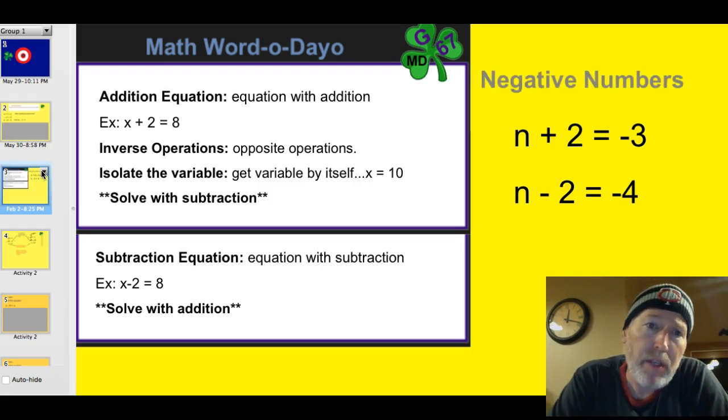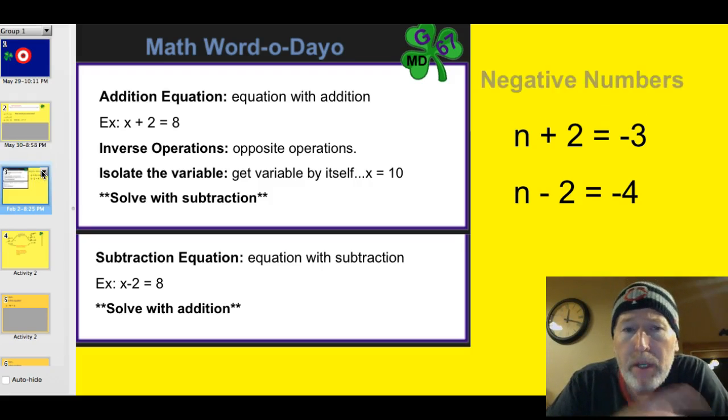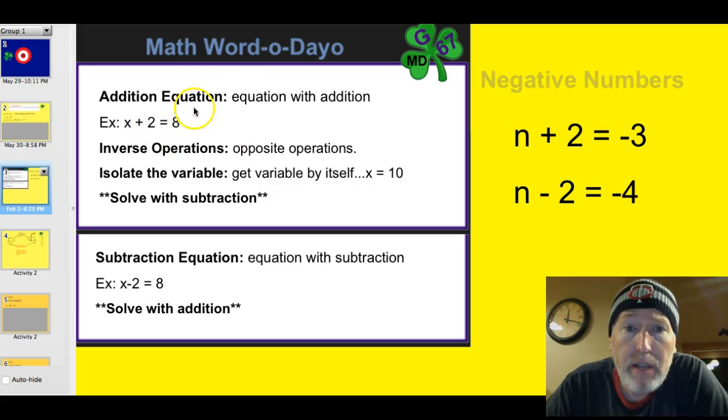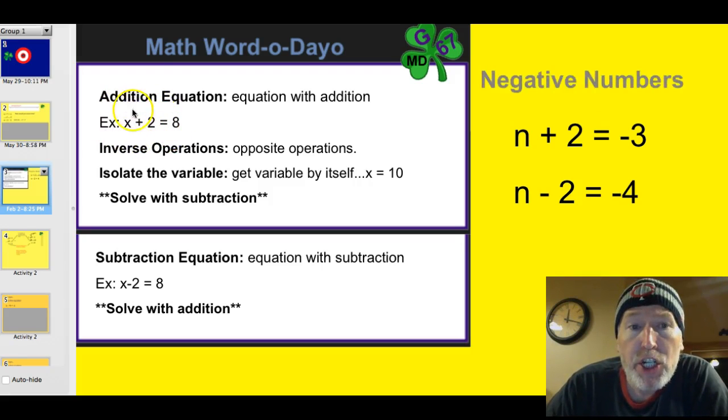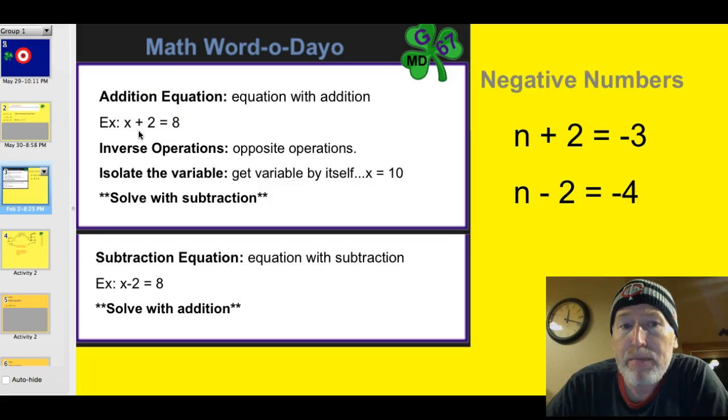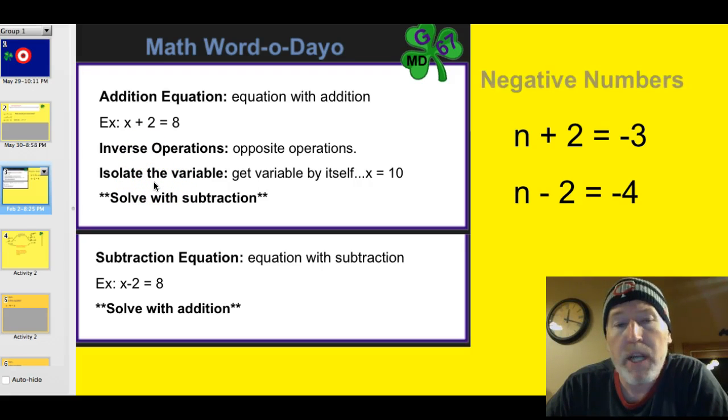Here are some words for the day: addition equation and subtraction equation. An addition equation is any equation that has addition as the operation. A subtraction equation, well, that's an equation with subtraction. A couple other things: inverse operations. If you have an addition equation, you solve it by subtracting to isolate the variable. We're going to do this so many times tonight, you'll have these down. If you had a subtraction equation, you would use the inverse operation, the opposite of subtraction, which is addition. You would use that to get rid of this negative 2 and isolate the variable.